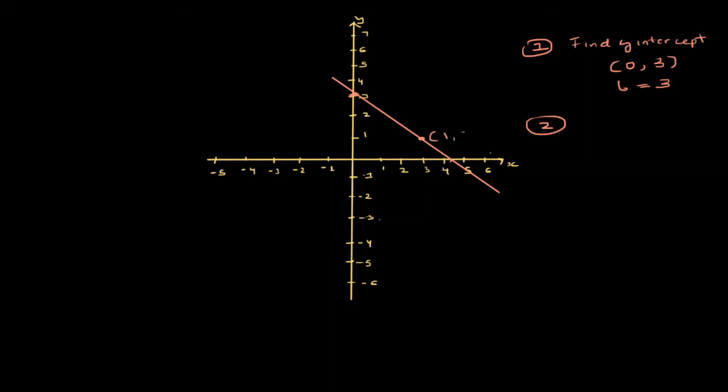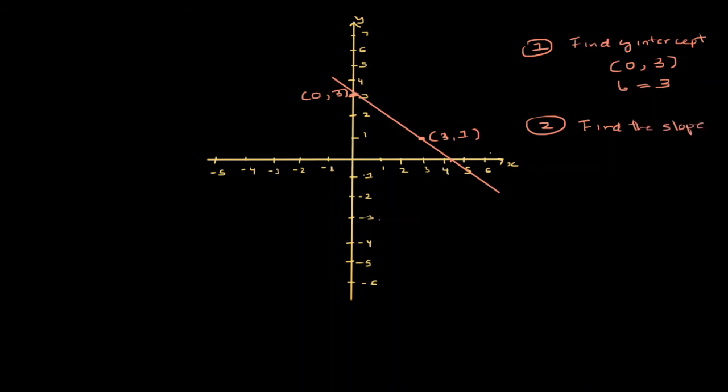Let's pick some arbitrary points. So let's say right there, this is 3, 1. Sorry, 1, 3. No, I was right the first time. It's 3, 1. And then this is 0, 3, which we already know. And let's find the slope.